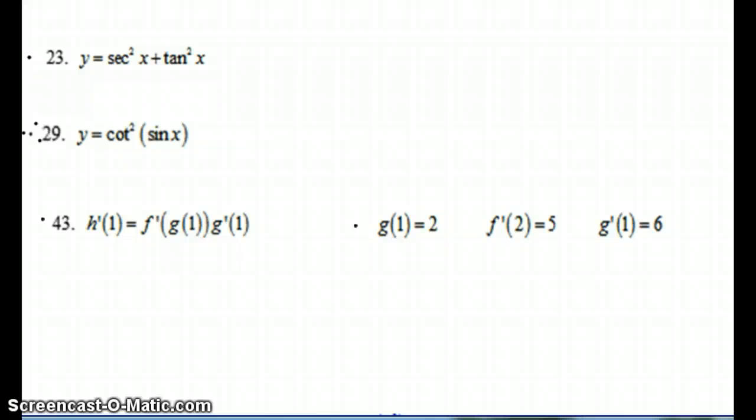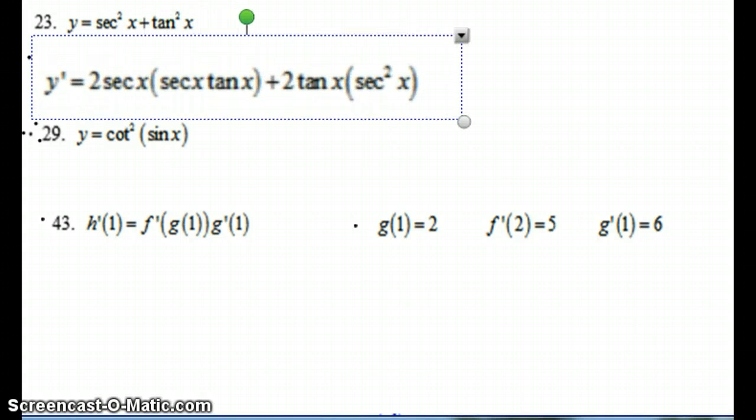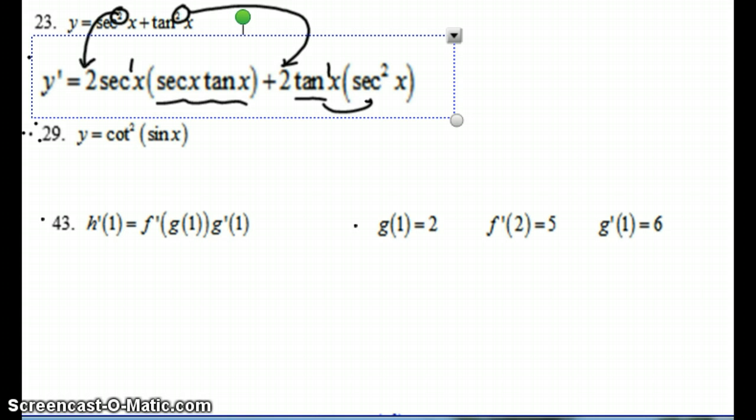So I have 3 more for you. We did 23 in class. If you need a quick refresher, we have a sum of 2 chain rule pieces. We're using power rule here. Drop the power down 1, but then I need the derivative of secant. Very similar, power rule here. Drop the power down 1, but then I need the derivative of tangent.